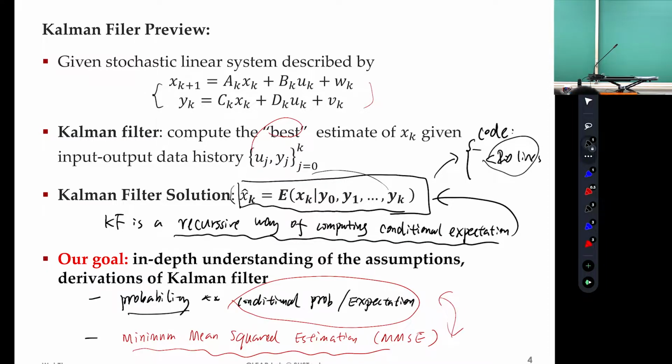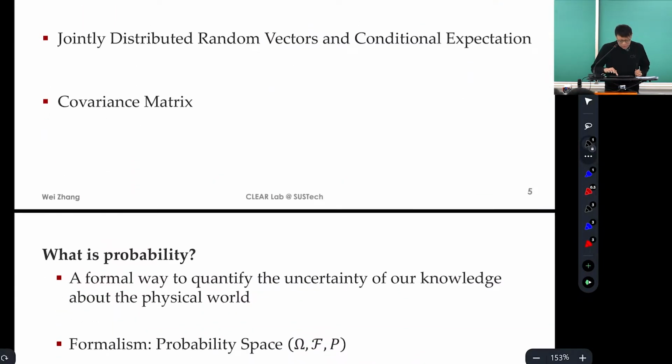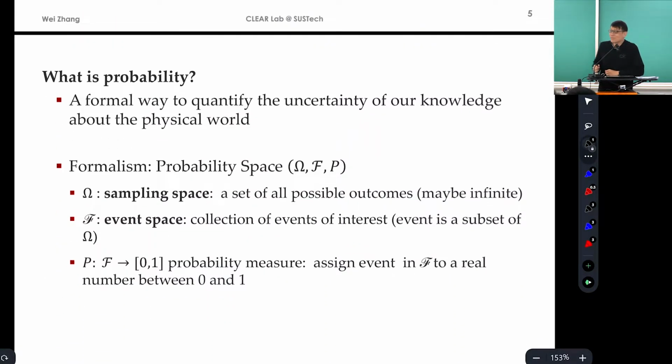Let me first ask a very simple but very high-level question. What is probability? Don't read my lecture notes.